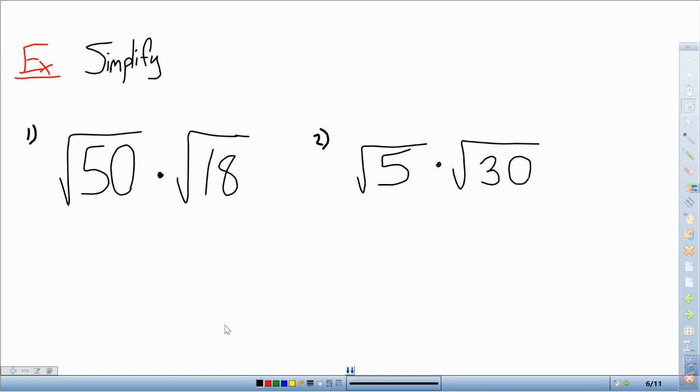Okay, so here's the thing. We could multiply these radicals together. We could do a 50 times 18, which, by the way, let me just type it in, would give me 900. And we would get the square root of 900. But here's the thing: we would then need to break down the square root of 900. And if we did that, we could break it into a 50 times an 18.